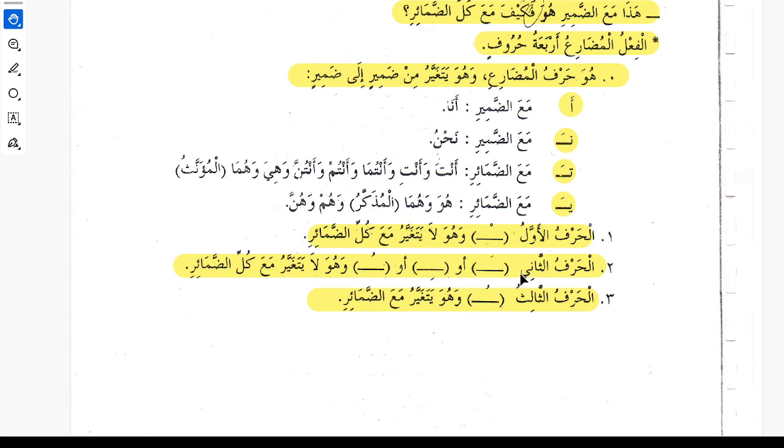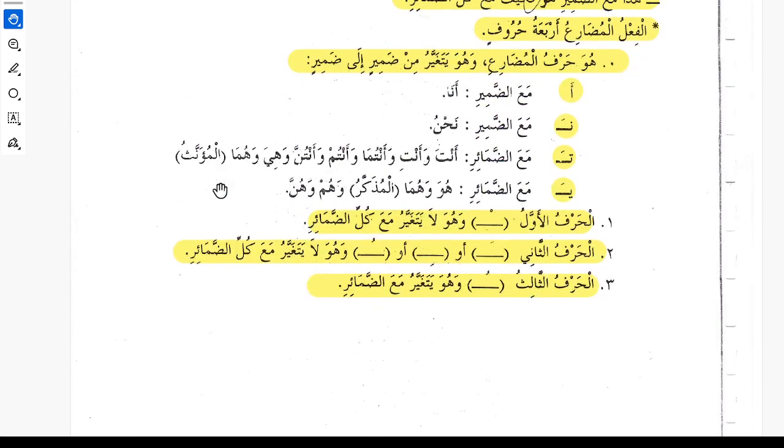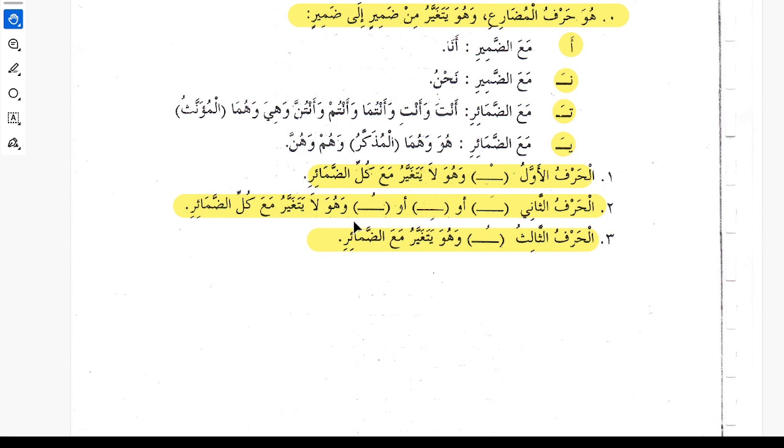But if it's say yashrabu, in any other form it will not change. Like the second root letter has, in some form a fatha, in some form a kasra, and in some forms a dhamma. So with other pronouns this will not change. A will stay, e, u, wahuwa la yatagayyaru ma kulli damairi. So this doesn't change with any pronoun.